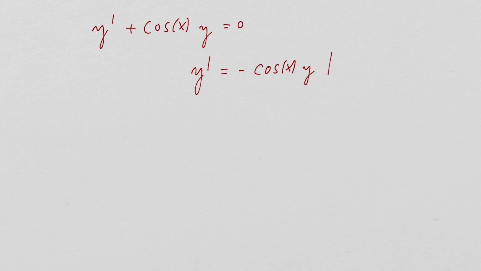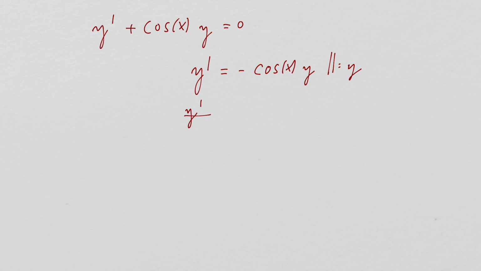Let's solve the equation derivative of y plus cosine of x times y is 0. This is a separable equation. It's also an equation of first order and linear. But let's solve it as a separable equation. Let's shift the second term to the right hand side. And let's divide by y.